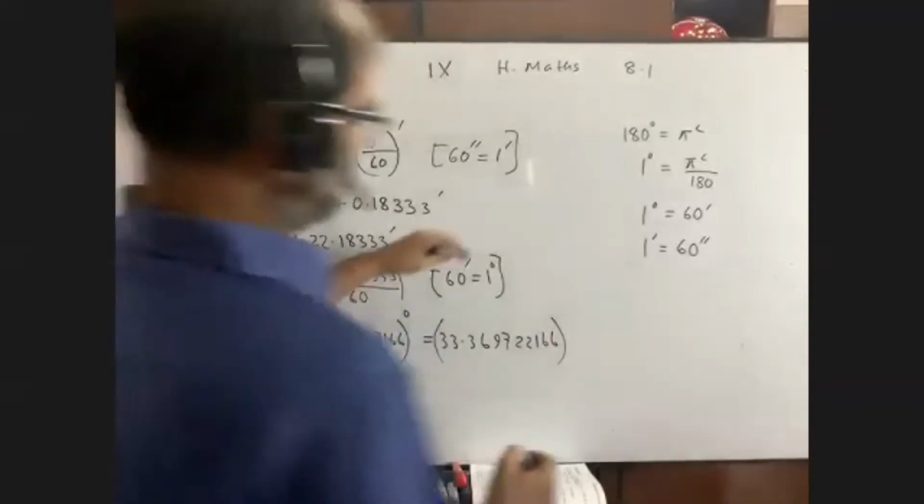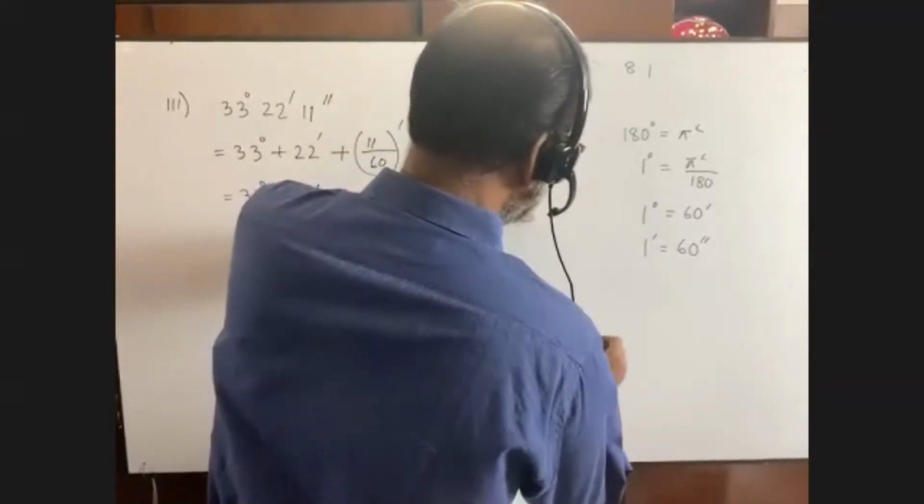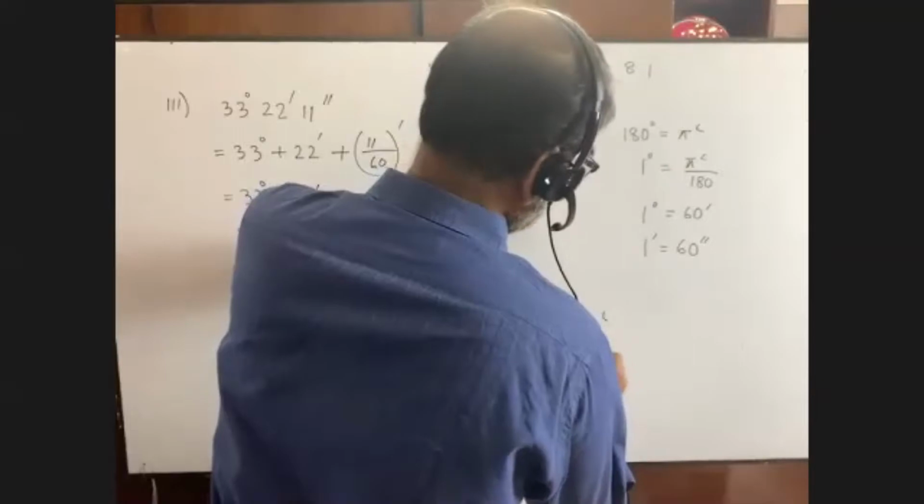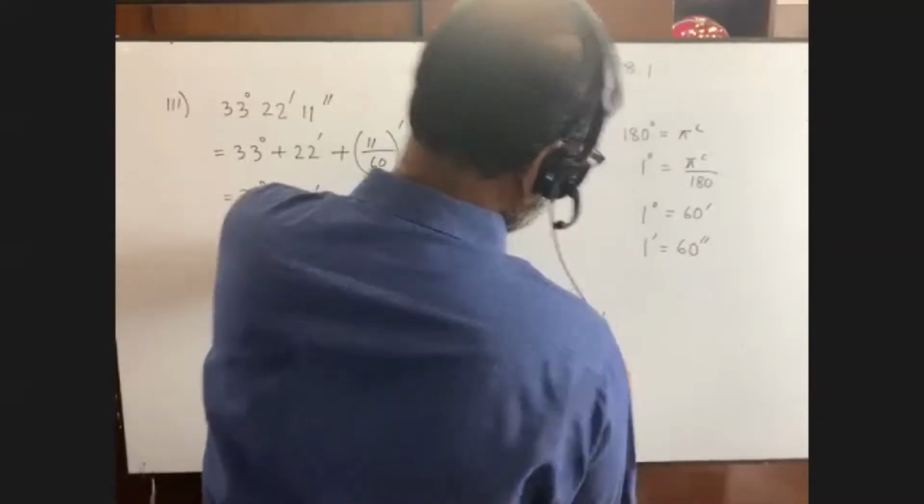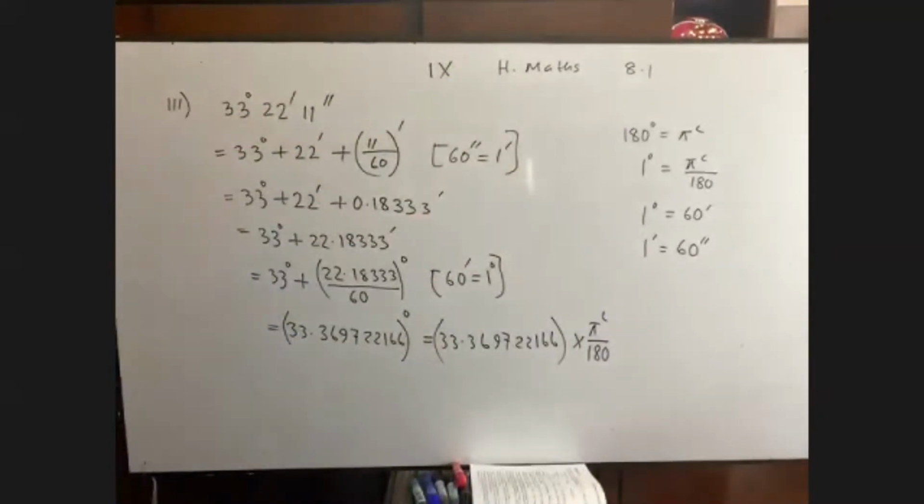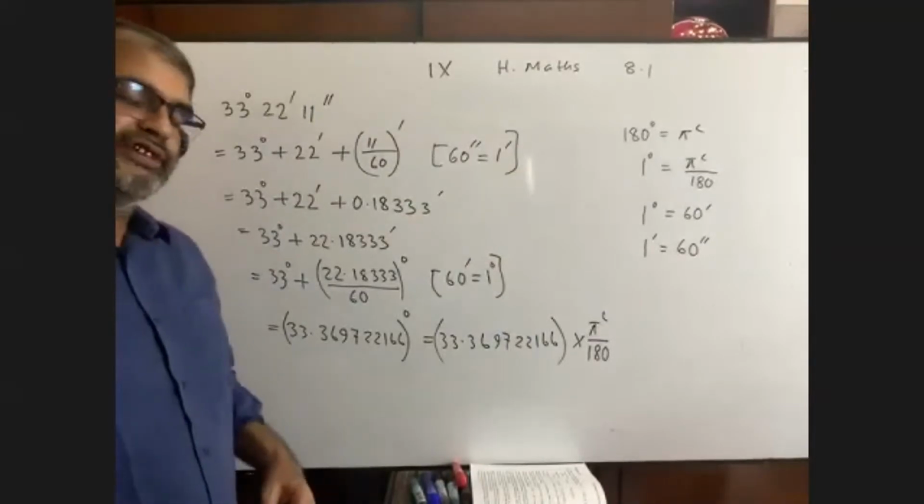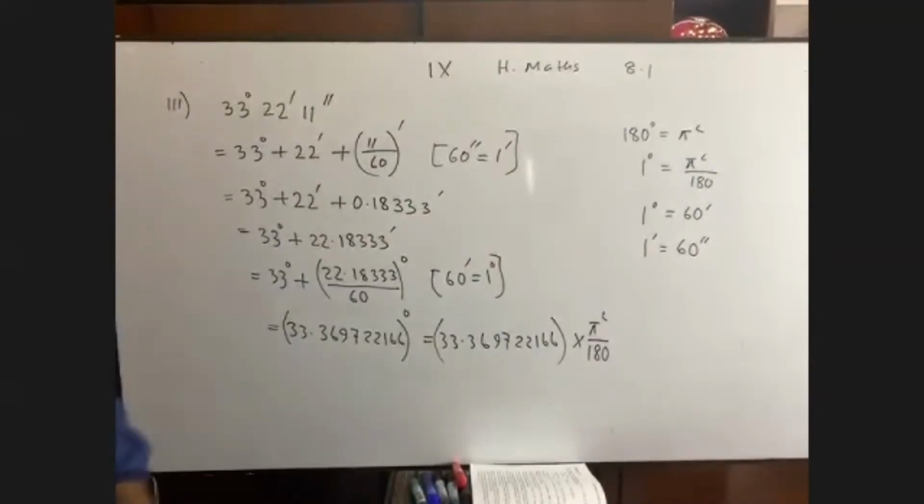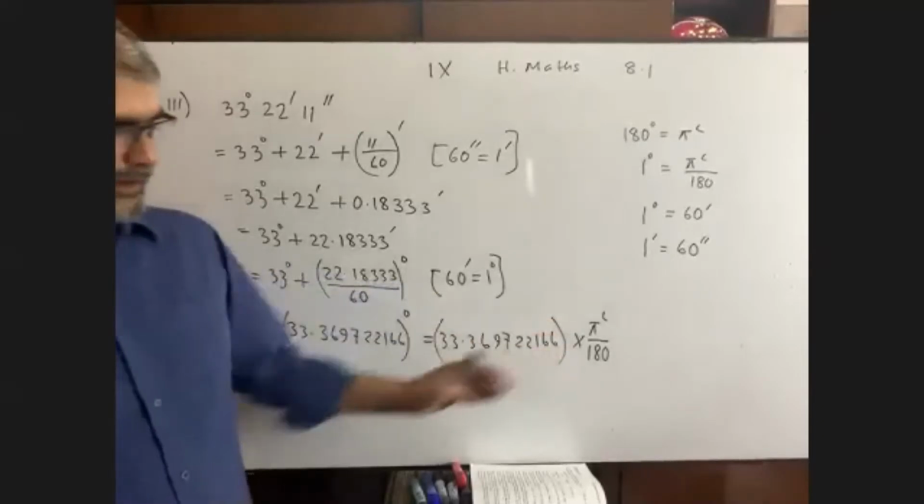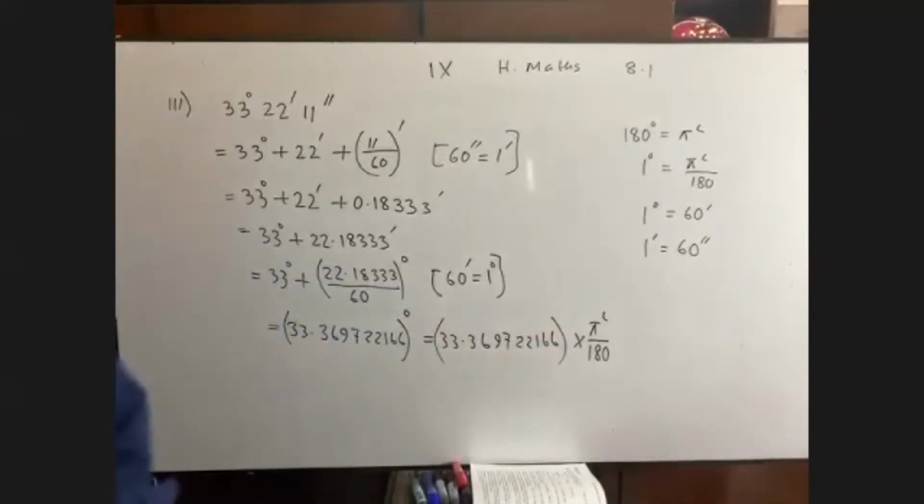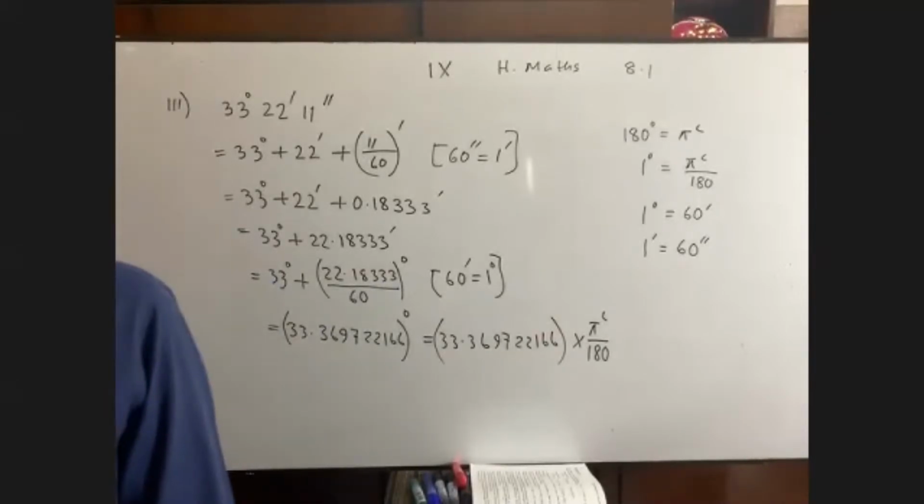Pi radian by 180, and we all know that pi is 3.1416. Now, what will you do? You just put the value of pi here and calculate and get the result. Let me know. The students have a tendency not to use a calculator. Take out the calculator.